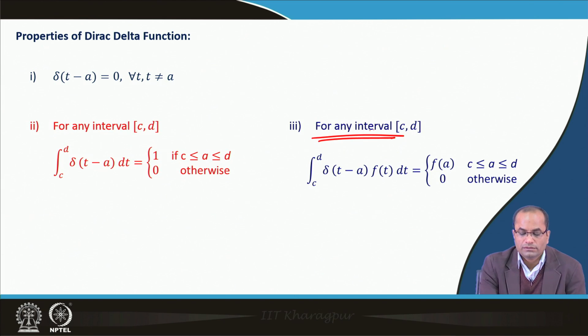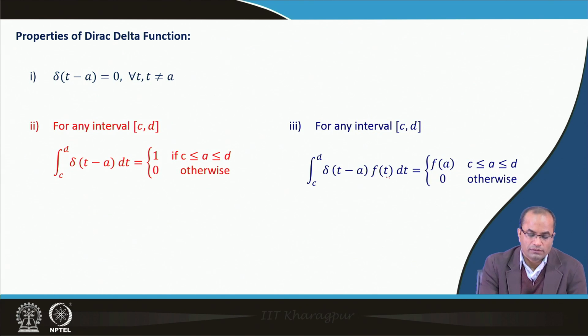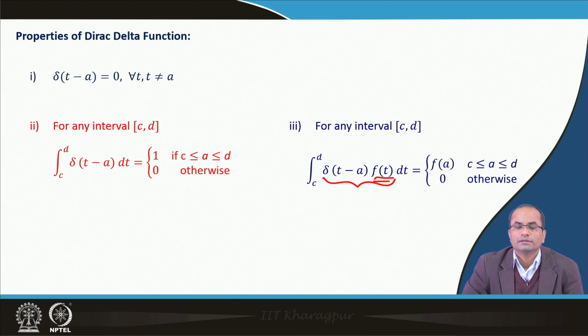Or, in the more general situation, when we integrate delta(t minus a) times f(t) from c to d, the value of this integral is going to be f(a) when a belongs to the interval c to d, or it will be 0 when a is outside the range of c to d. So, when we have the delta function under the integral with some function f(t), the value will be just f(a) whenever a lies between c and d.